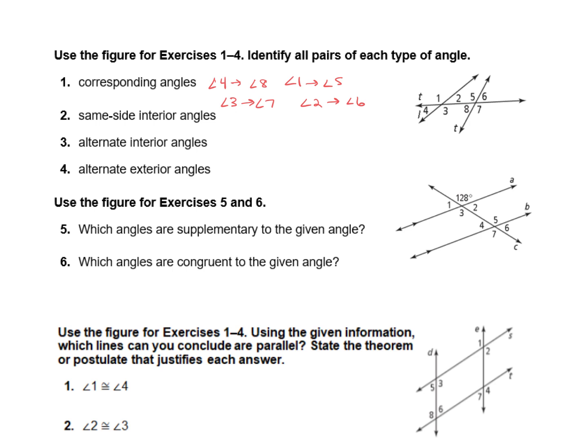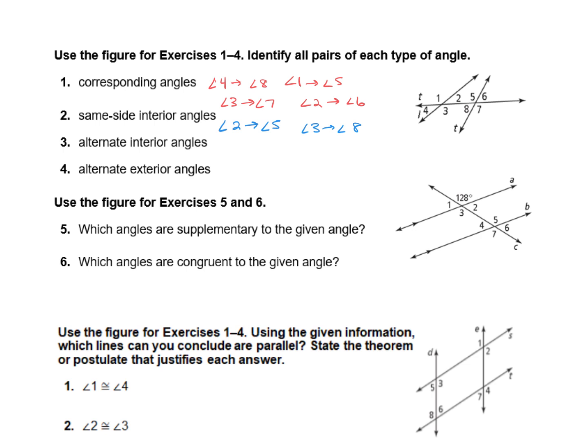Same side interior angles. So here's our transversal. We want interior angles that are on the same side of the transversal. So interior angles are going to be 2, 5, 3, and 8. And which pairs are on the same side? So angle 2 and angle 5 are on the same side of the transversal, and they are both interior, so those are same side interior angles. We also have angle 3 and angle 8. So these are on the same side and interior.